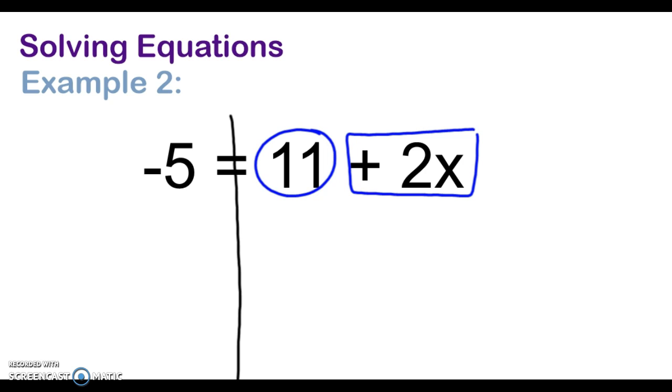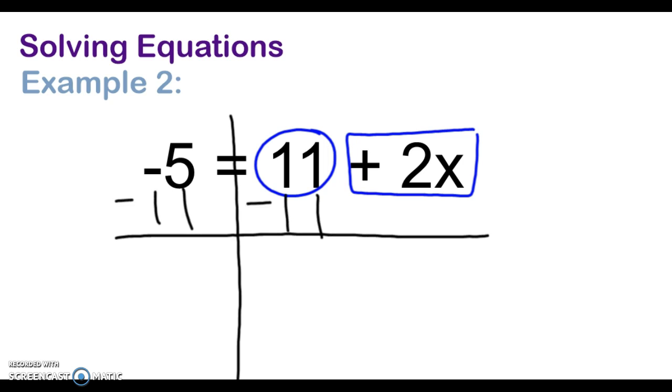I need to get rid of the circle first by taking the opposite because we want to cancel that out, and that's the additive inverse property. So because it is a positive 11, the opposite of a positive 11 is negative 11. So I'm going to go ahead and subtract 11 from both sides because remember we have to make it fair. I'm going to go ahead and simplify left to right. So negative 5 minus 11 is negative 16 equals.